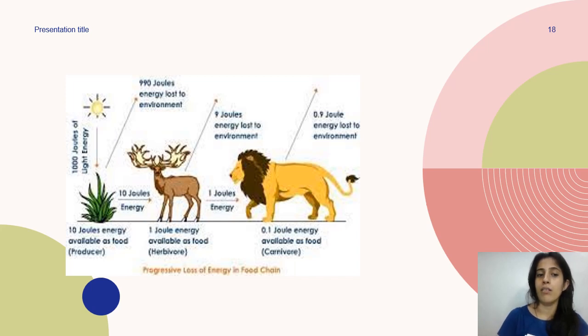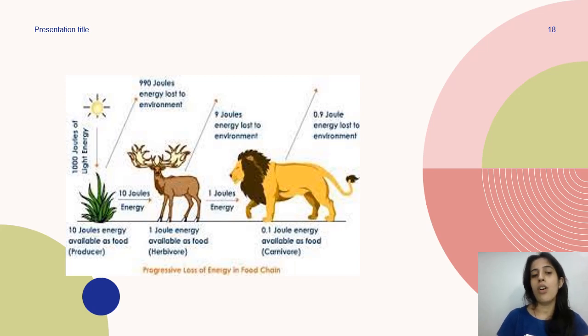90% of the 1,000 is used in the earlier one. Then 90% of 100 is used here, and 90% of 10 is used here, and at the last trophic level there will be very little energy. An example of the last trophic level is man. Like, for example, 10 joule energy is available as food from the producer, 1 joule energy is available as food from the herbivore, and 0.1 joule energy is available as food.